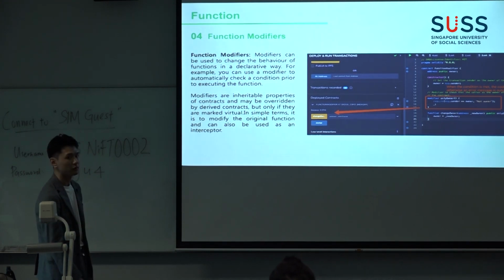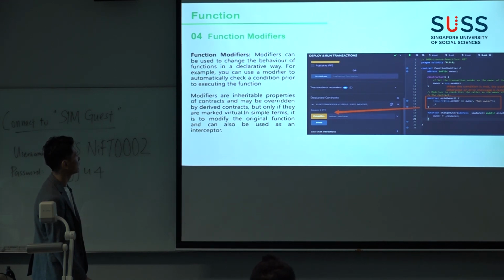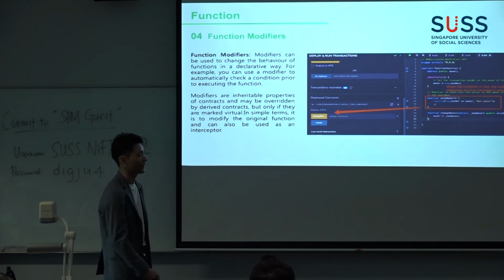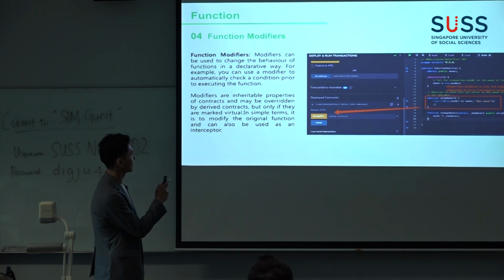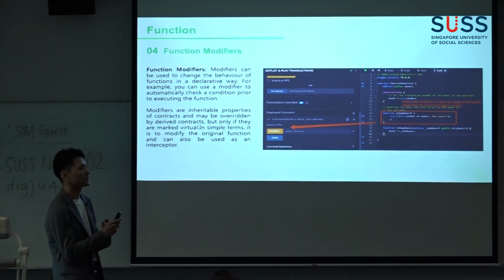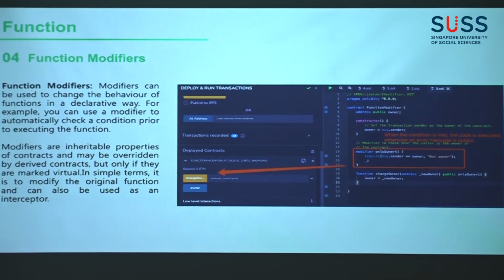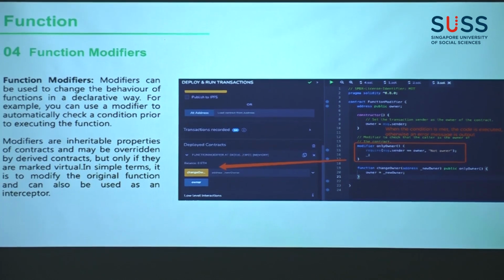Now, let's talk about function modifiers. Modifiers can be used to change the behavior of functions in a decorative way. For example, you can use a modifier to automatically check for a condition prior to executing the function. This is a very classic modifier called onlyOwner. That means it will basically intercept the function flow and check first if the message.sender is actually the owner. And if the message.sender is not the owner, this entire transaction will revert.